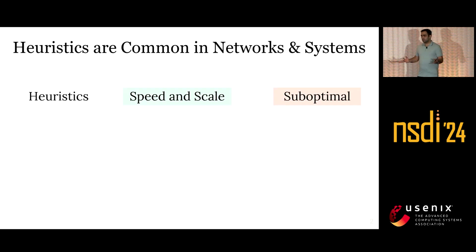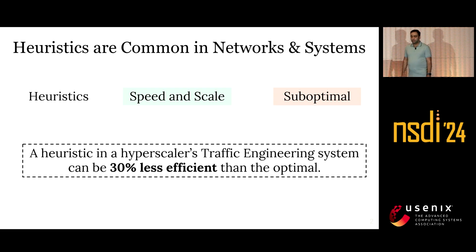As you might have already experienced, finding the absolute best answer can be challenging, computationally expensive, and sometimes impractical at scale. So we use heuristics that help us achieve speed and scale by approximating these solutions. Heuristics are great, we use them in many domains, but at the end of the day, we should remember that there are risks involved in the fact that they can be suboptimal. For example, we find a heuristic in a hyperscaler's traffic engineering system has some corner cases and can be up to 30% less efficient than optimal in these scenarios.